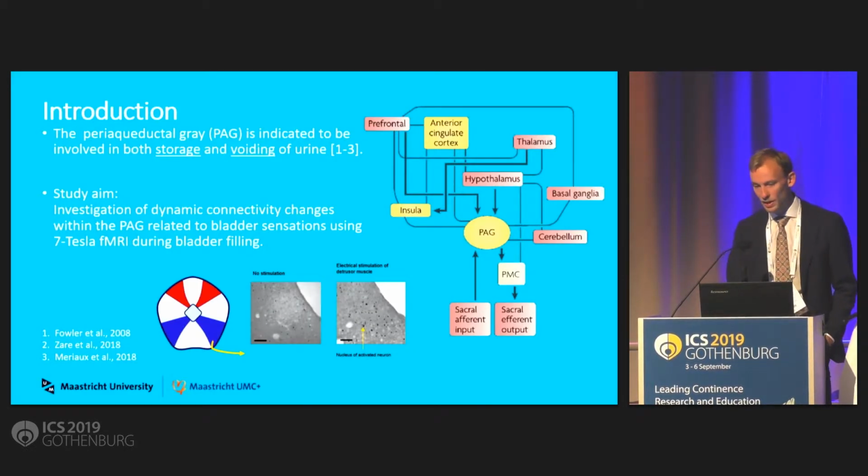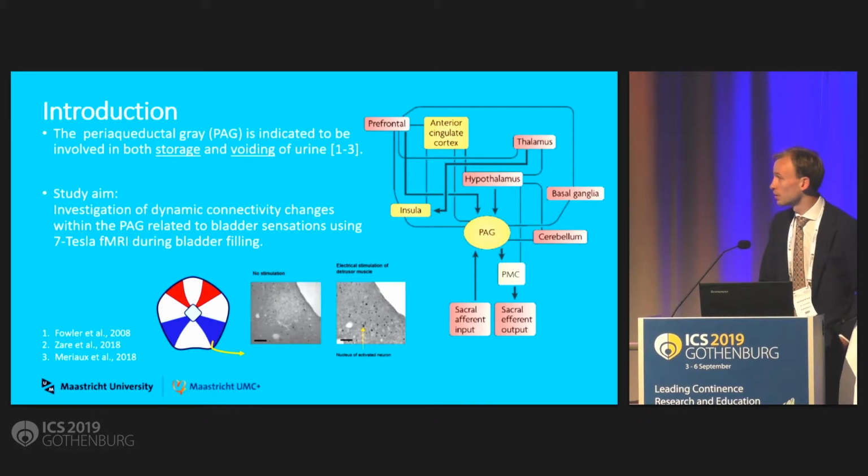The periaqueductal gray is a brainstem area that's indicated to be involved in both storage and voiding of urine. Previous work by our group has looked into the columnar organization within the PAG, and we have found that in response to electrical stimulation of the detrusor muscle, there's a clustered increase of activity in the ventrolateral region of the PAG. In this image, this is indicated in blue.